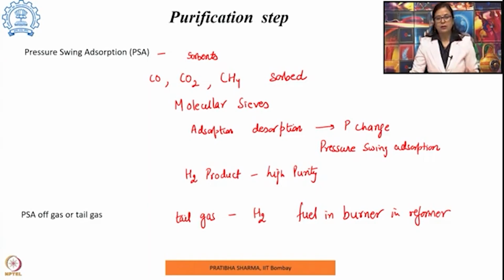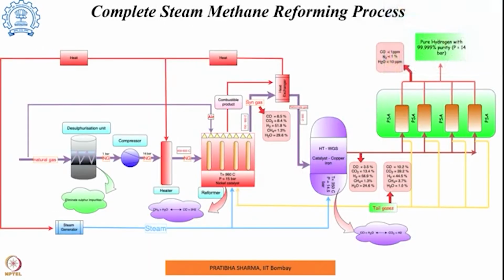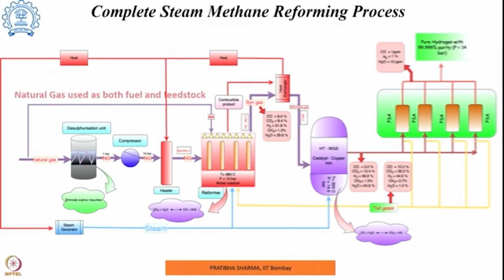So, we have seen all the 4 steps separately. Now, let us see them together so that we can know about the complete steam methane reforming process. Now, as we have seen, natural gas acts as both fuel and feedstock in the steam methane reforming process. So, it acts as a feedstock entering into the desulfurization unit, and it acts as a fuel and supplies the required heat to the burners of the steam methane reformer.